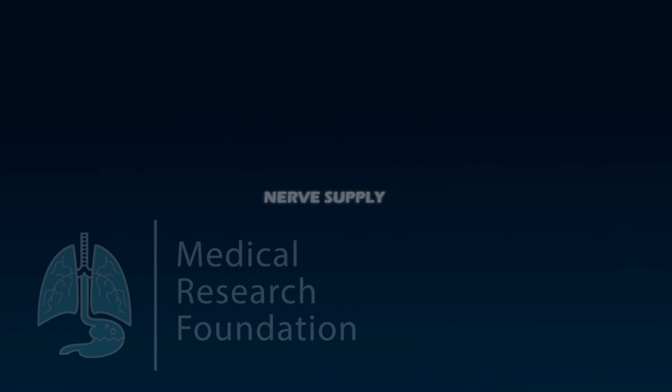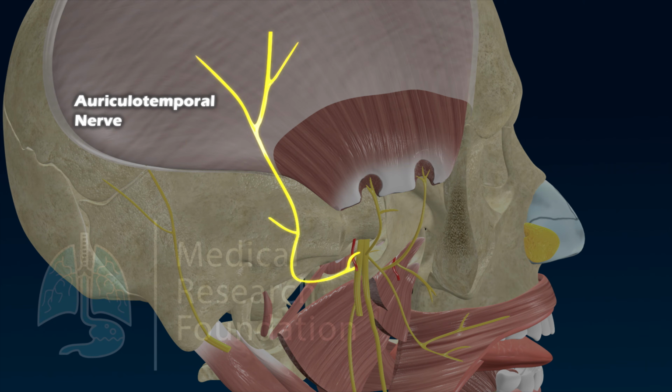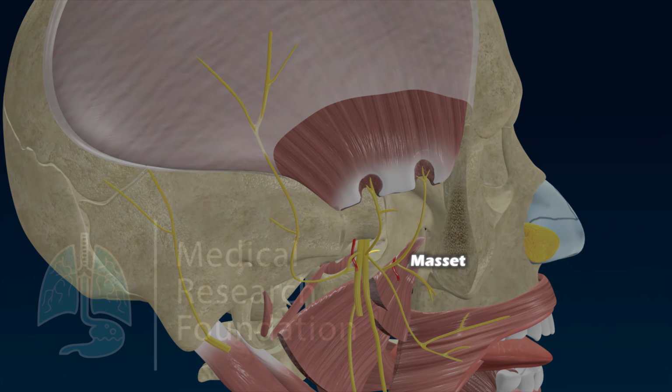Nerve supply. Auriculotemporal nerve: its articular twigs enter the joint from its posterior aspect. Masseteric nerve: its articular twigs enter the joint from its anterior aspect.